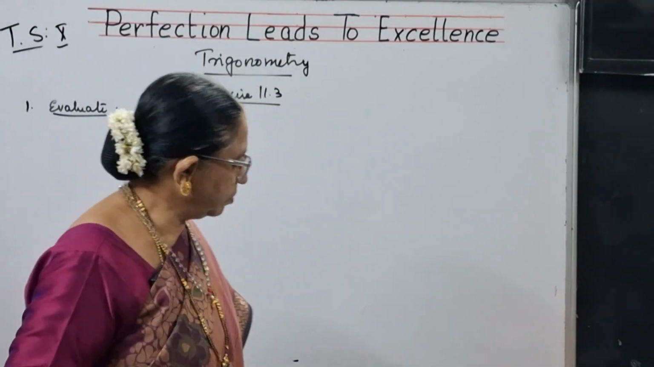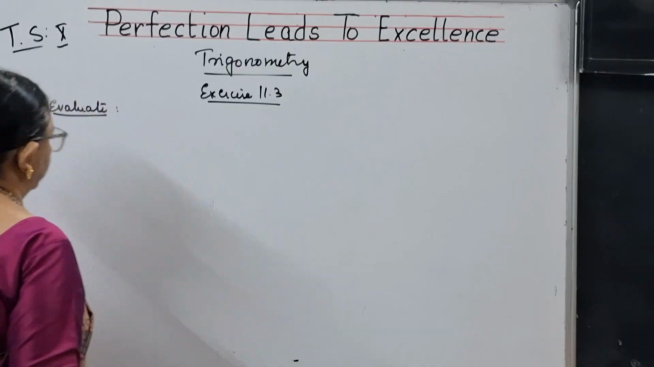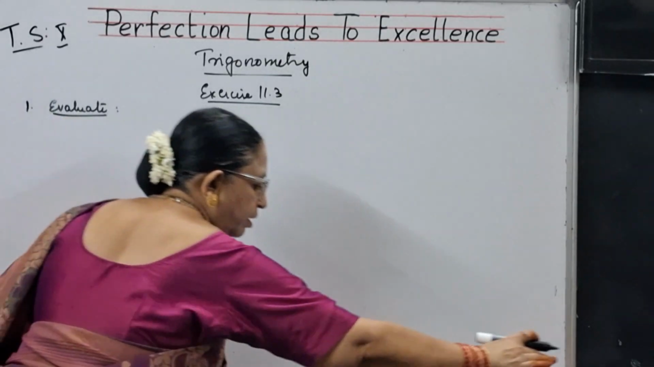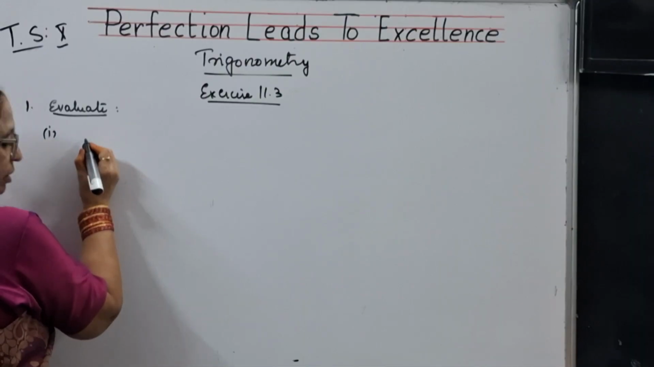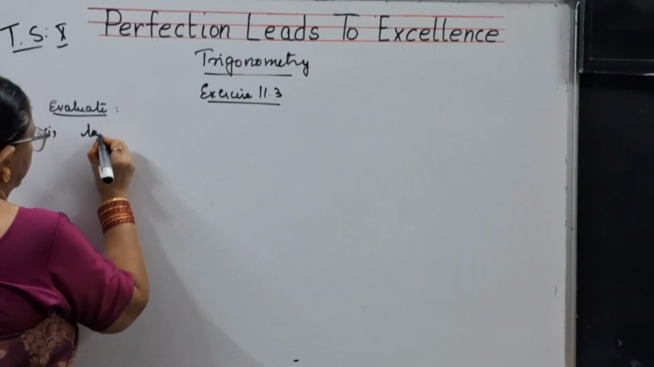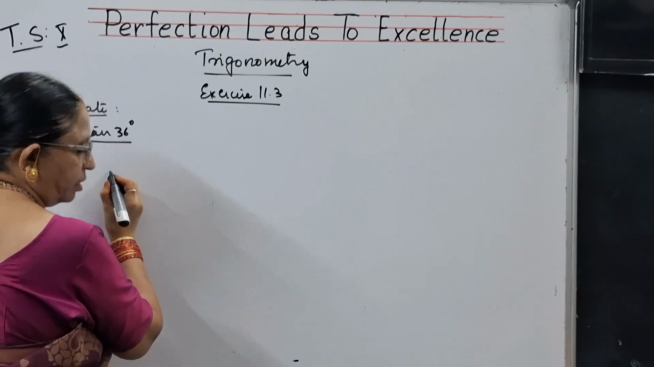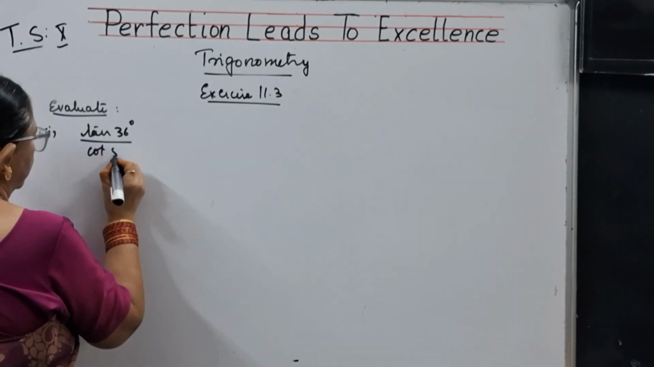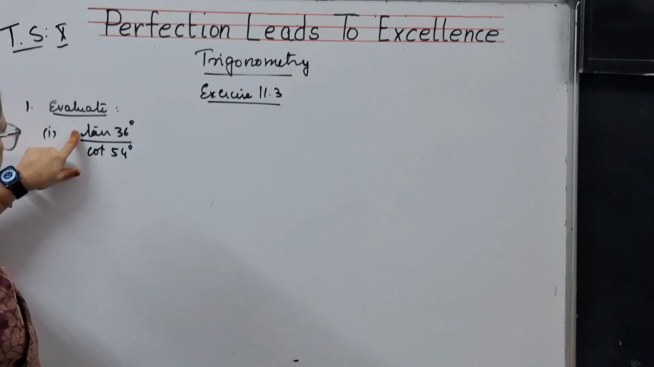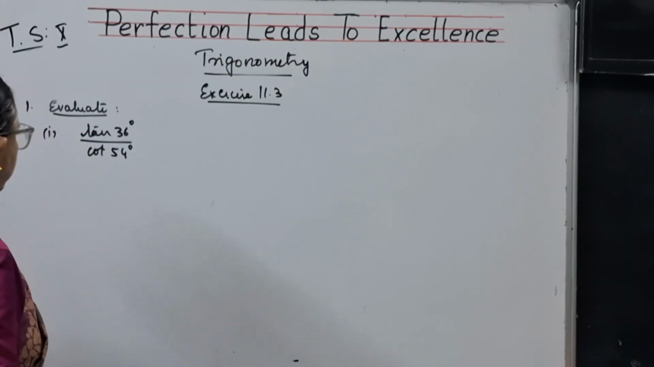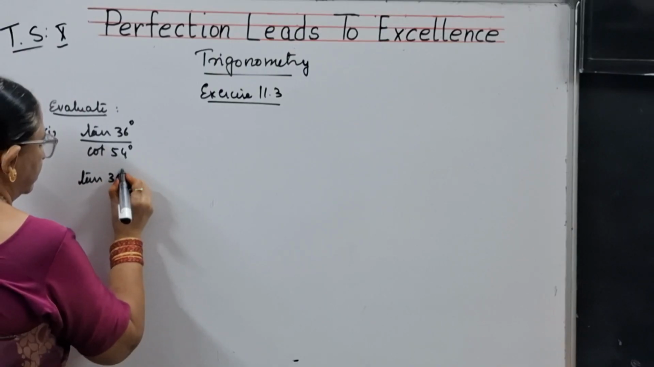Now the next one, children, we have got exercise 11.3. Evaluate. You have to find the values of the given problems. First bit, tan 36 degrees by cot 54 degrees. So either you convert tan into cot or cot into tan. It is easy, children. So let us take tan 36 degrees.